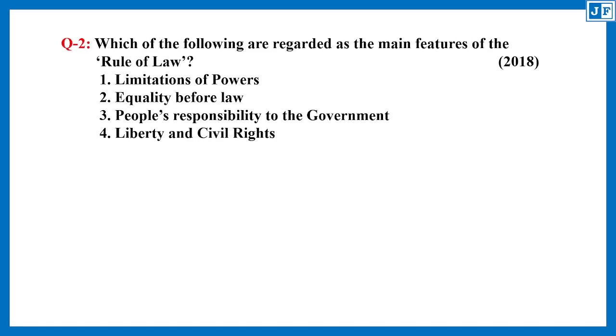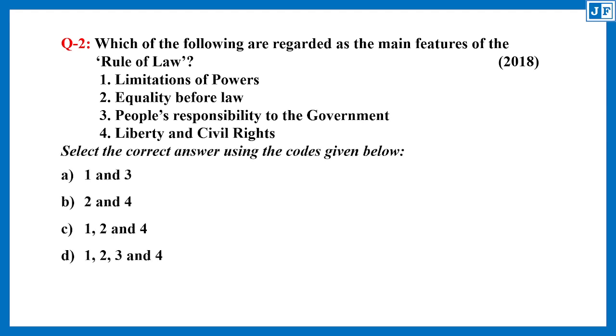Moving to our second question, which of the following are regarded as the main features of the rule of law? Number 1, limitations of powers. Number 2, equality before law. Number 3, people's responsibility to the government. Number 4, liberty and civil rights. Our options are 1 and 3, 2 and 4, 1, 2 and 4, 1, 2, 3, 4. The question was asked in 2018. It is about the concept of rule of law and it is asking its key features. So the correct answer is C, 1, 2 and 4.